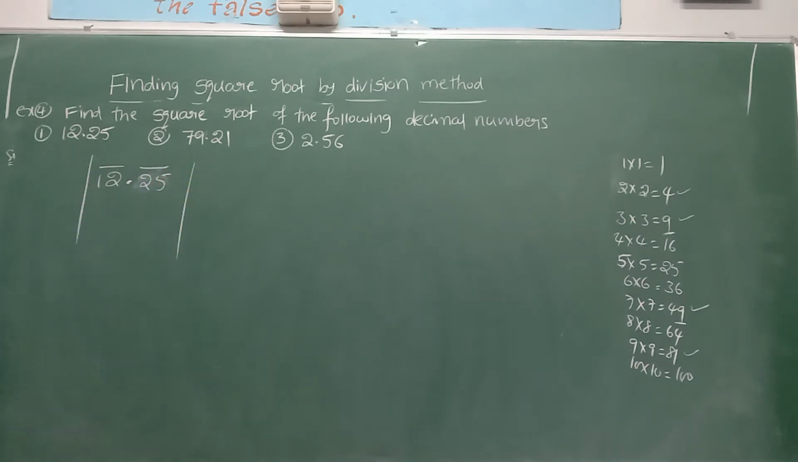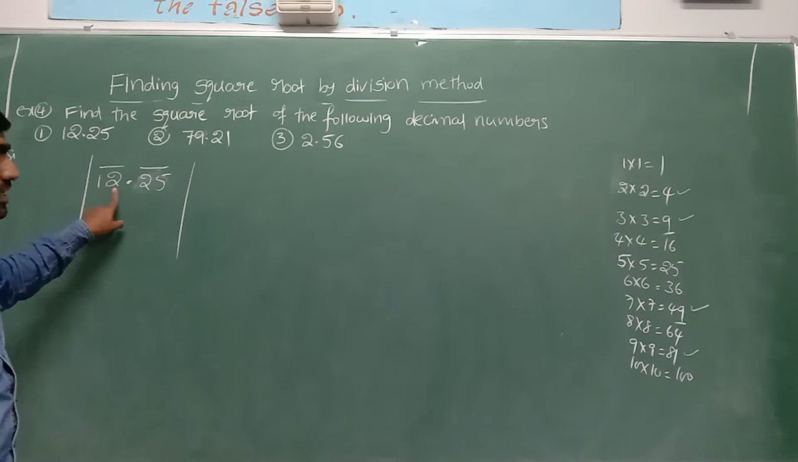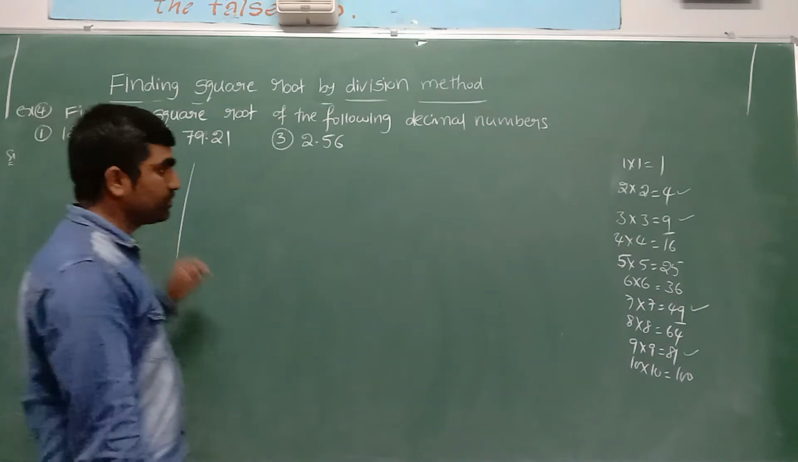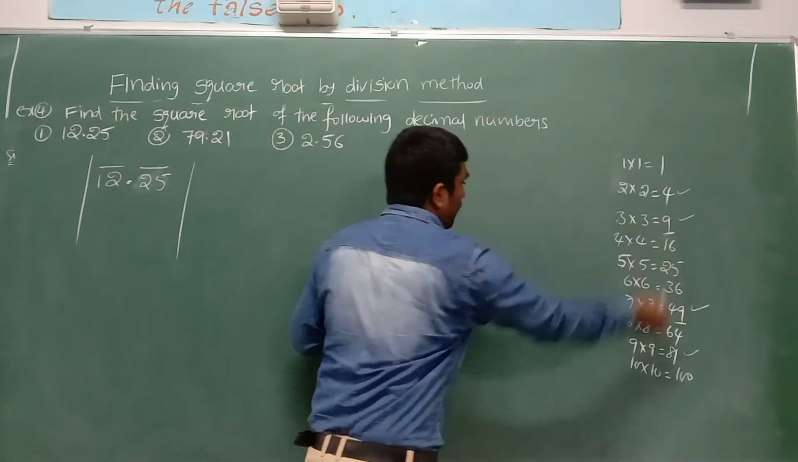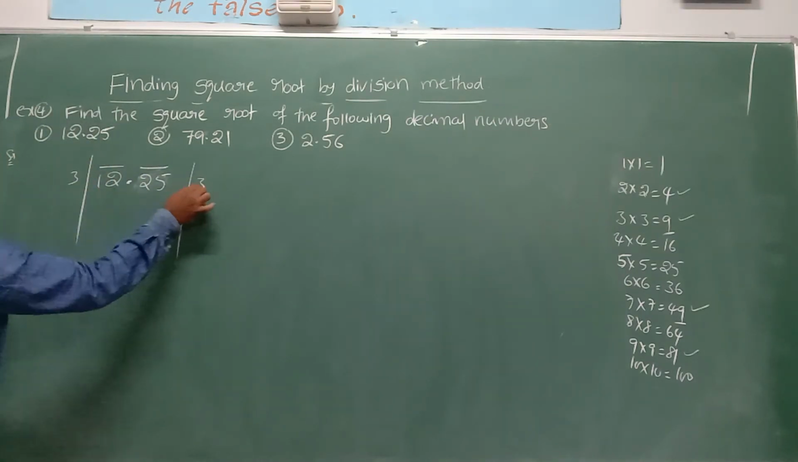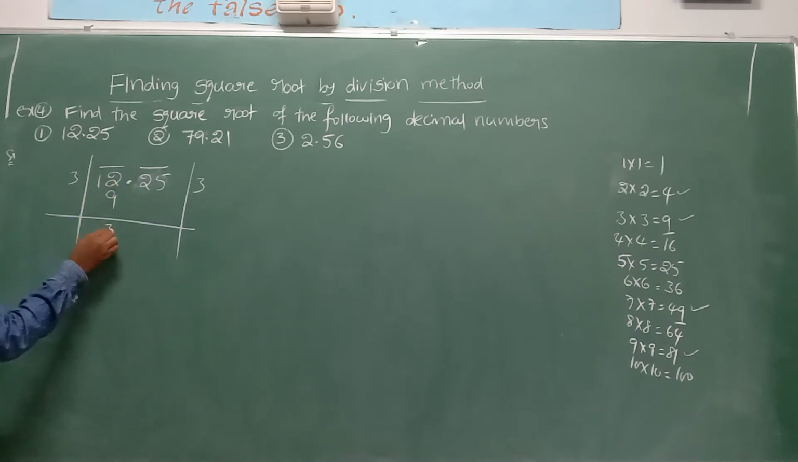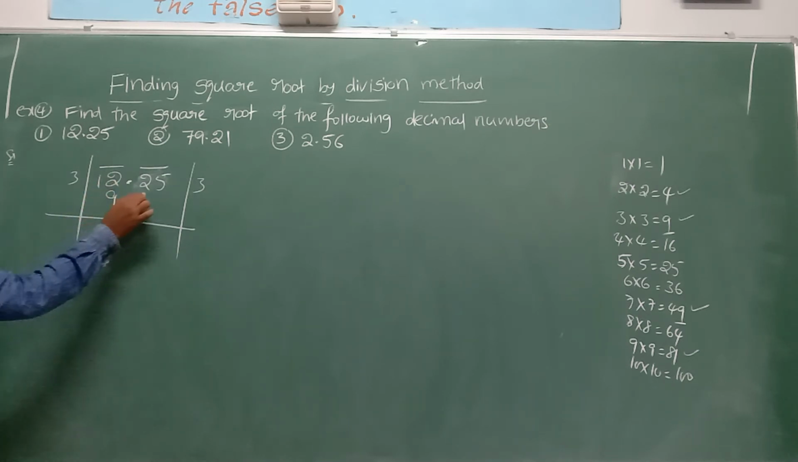Yes. Now let's see. In the integral part, we can see 12. Same as previously, now identify the perfect square. Take the perfect square which is less than 12 and also near to 12. So 3 threes are 9. 9 is the perfect square which is less than 12 and near to 12. So 12 minus 9. How much here? 3.